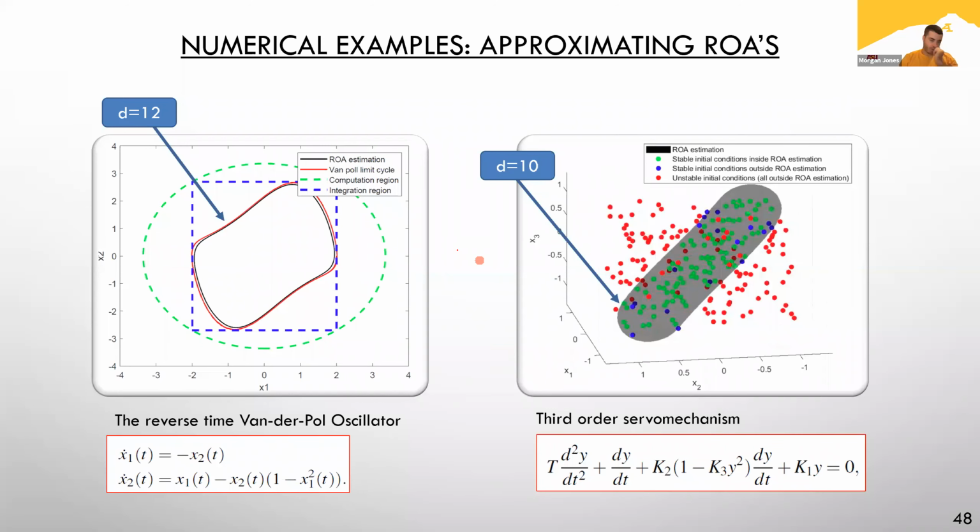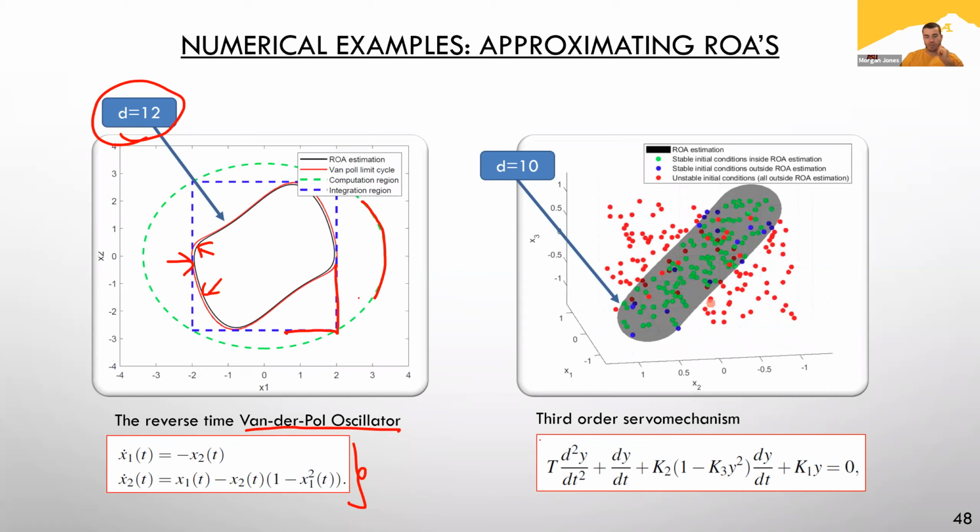So we run our SOS algorithm to find regions of attraction of several systems, like the van der Pol oscillator given by this ODE. The red line corresponds to the true region of attraction, and the black line corresponds to the region of attraction that our algorithm yielded for degree 12. The rectangle is just the region we integrated the objective over, and the green ball is just the region we enforced our constraints over. And you can see that our approximation of the region of attraction is very, very close.